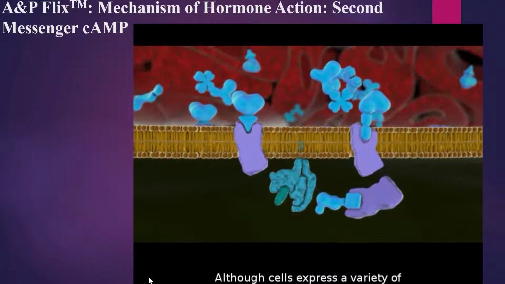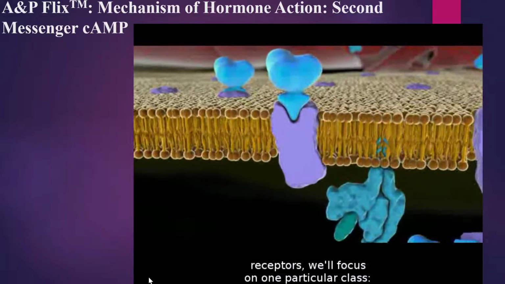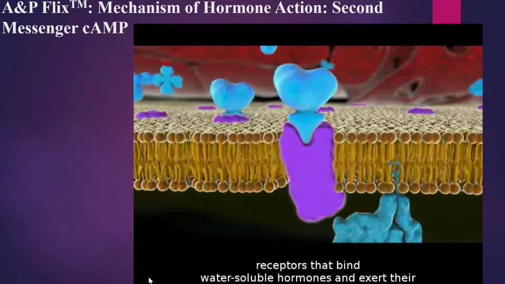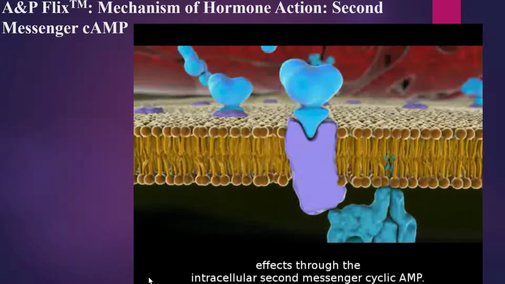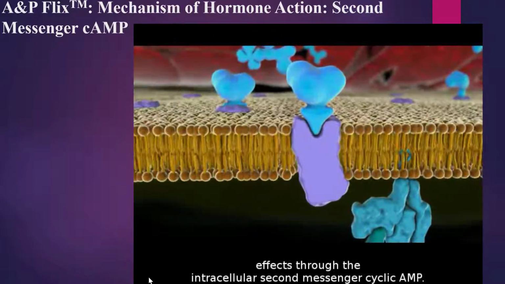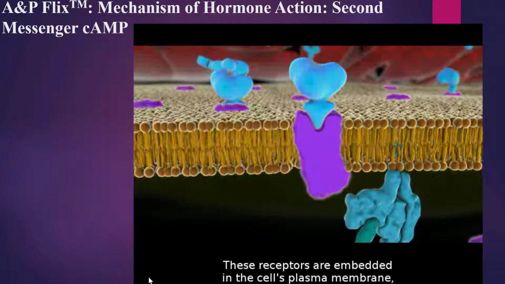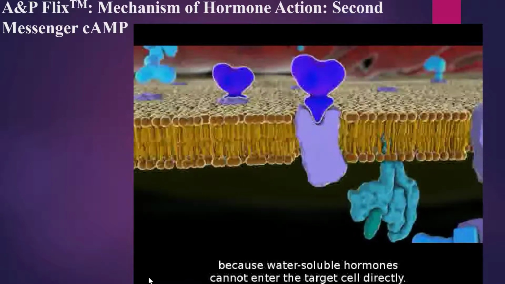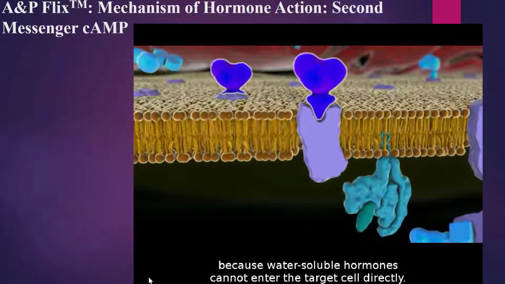Although cells express a variety of receptors, we'll focus on one particular class: receptors that bind water-soluble hormones and exert their effects through the intracellular second messenger, cyclic AMP. These receptors are embedded in the cell's plasma membrane because water-soluble hormones cannot enter the target cell directly.